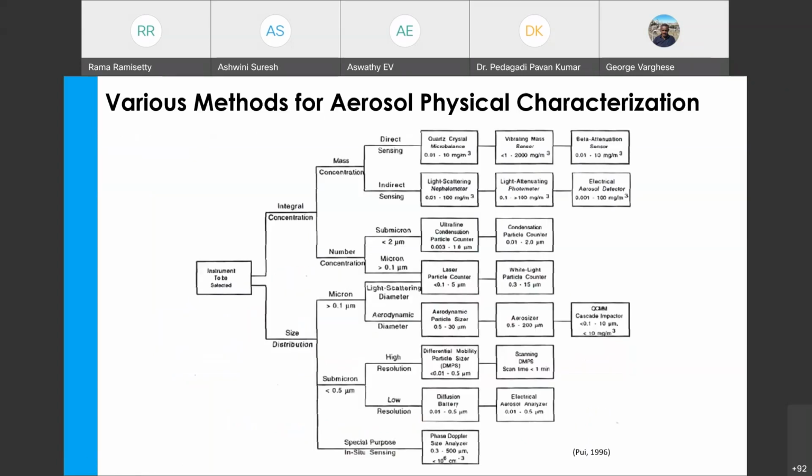Okay, so we can see we have different types of methods for aerosol physical characterization. This chart was prepared in 1996 by Professor Pui from University of Minnesota. This was a very nice chart. You can select the right technique to do the characterization of the aerosols. The upper portion is for the mass, and second is the number concentrations and the particle sizing. For the mass, we have 2 different methods. One is a direct method and the other one is an indirect method.